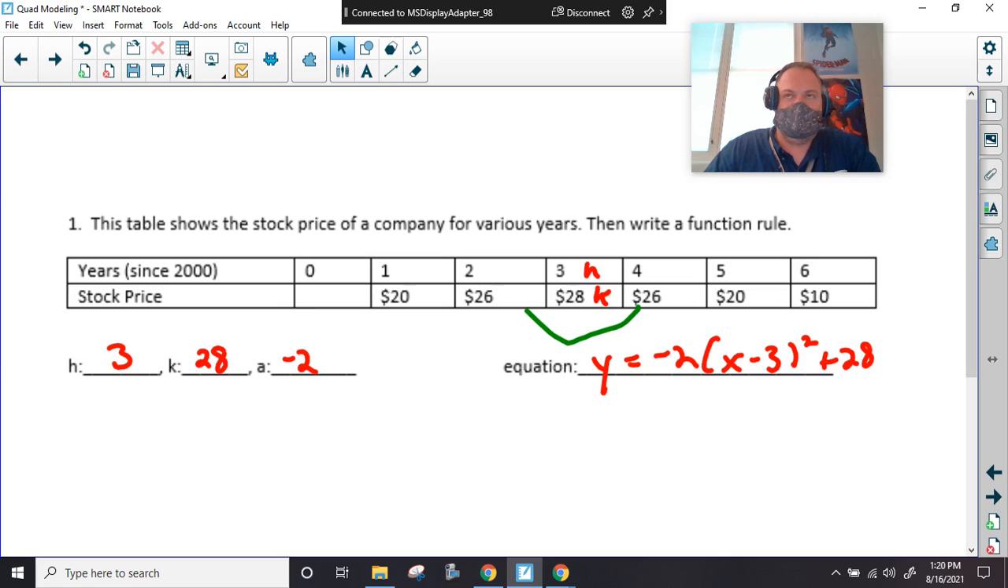Is it always going to be in parentheses squared? Yes, because that's quadratic. We're doing the vertex form of quadratic. I could be mean and make you multiply it out and give me the standard form. Does anybody want me to do that? I mean, no. I wouldn't even want to do that as a teacher or a student.